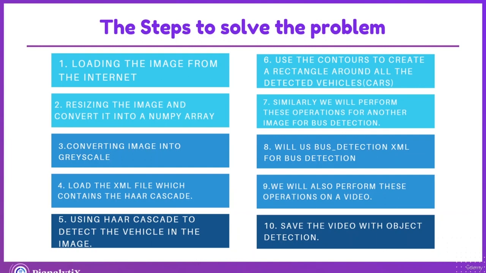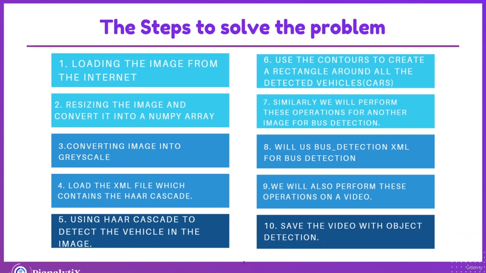Next we will use the Haar Cascade which we will download from the internet. Already defined Haar Cascade for vehicle classification. We load the XML file which contains the Haar Cascade. We will use this Haar Cascade to detect the vehicle in the image. As soon as we detect the vehicle in the image, we will use the contours to create a rectangle around that detected vehicle. In this case, that is a car.